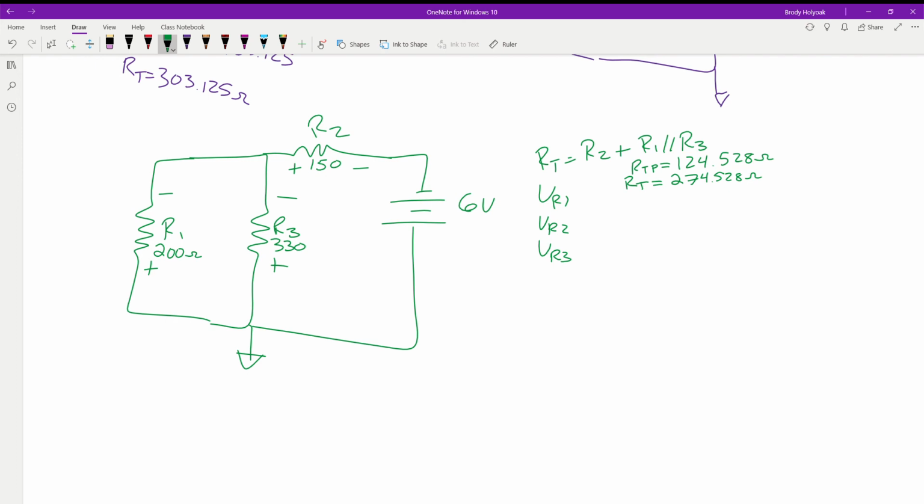Now again, we want to solve for the voltages. In this case, VR2 we can quickly find. Again, we're using voltage divider. So 6 volts multiplied by the 150 ohms, and divided by this total resistance we found up here, 274.528. How much? 3.278 volts.